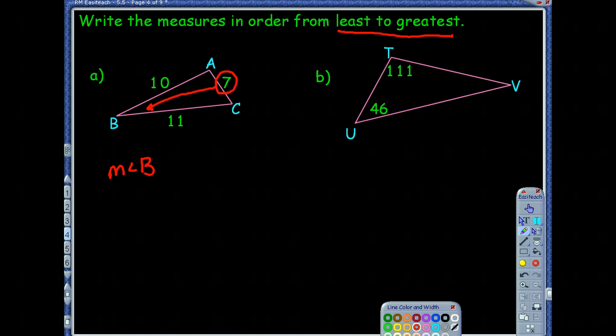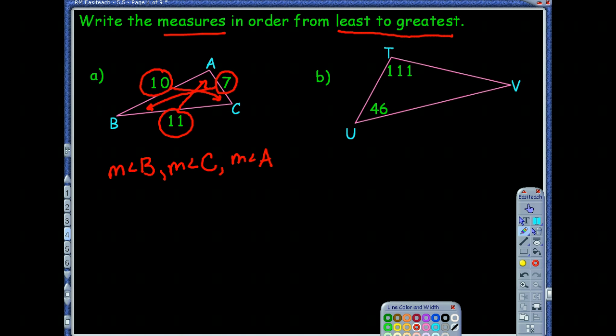Yeah. And because they're wanting us to put their measures in order, we're listing it as the measure of angle B. Okay. Now, which is the next smallest? Side AB's length is the next smallest, so the angle across from it would be the measure of angle C. Perfect. And which then would be the largest? Angle A, which is what's left.